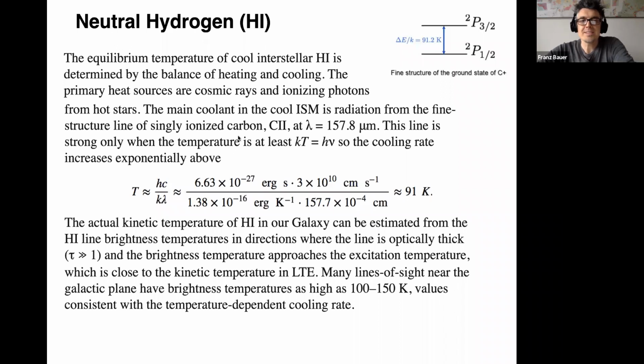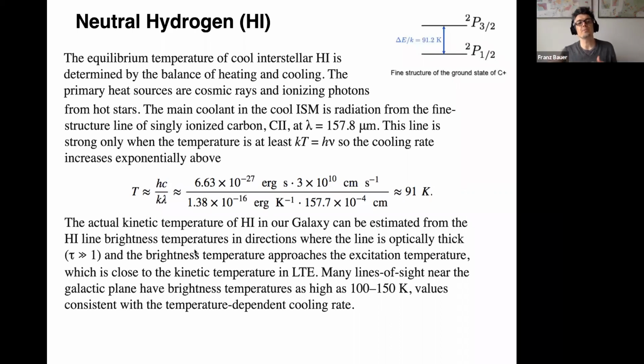So this line ends up being strong only when the temperature kT is at least hν. And this means that the cooling rate here increases exponentially above this relation. So T will be proportional to this, and so we can evaluate this. Generally when you have temperatures well above about 90 Kelvin, then this emission line starts to pop up pretty strongly.